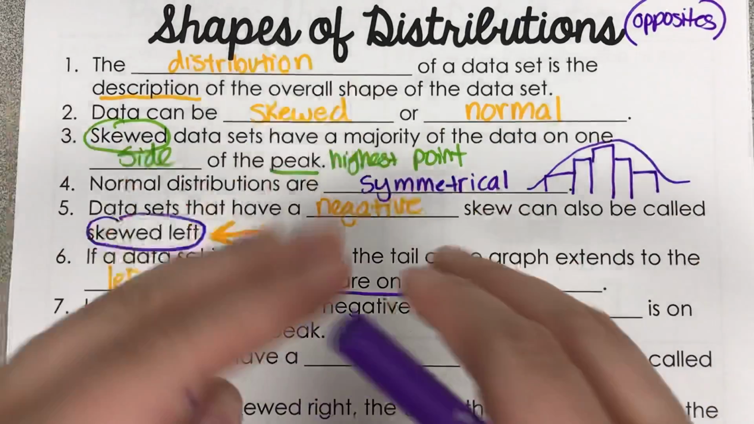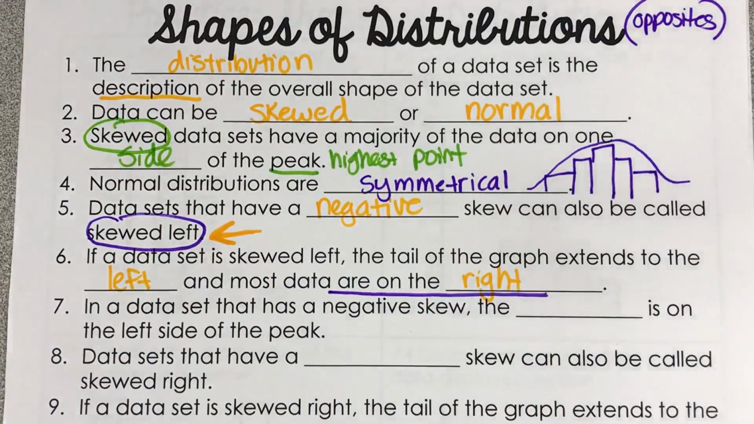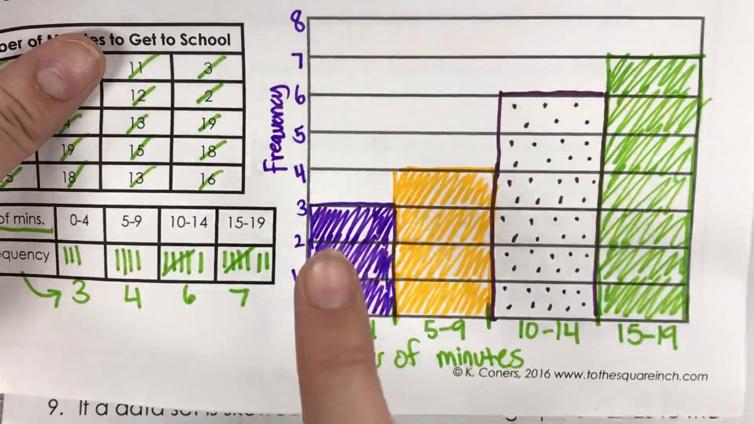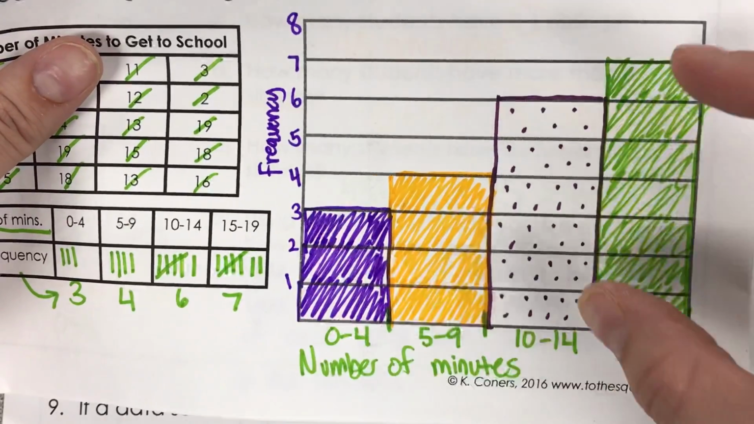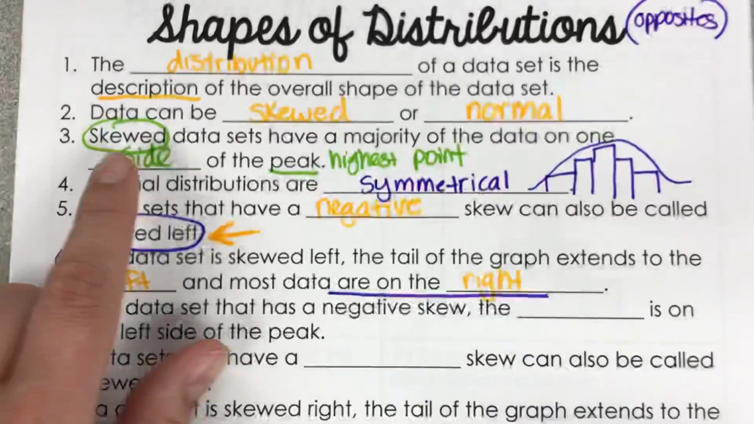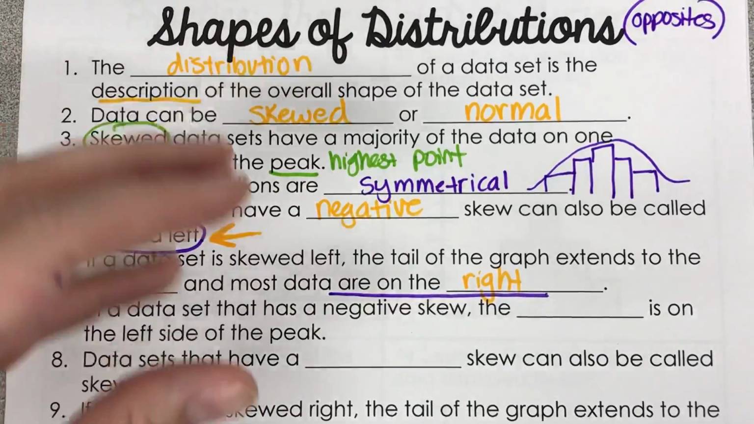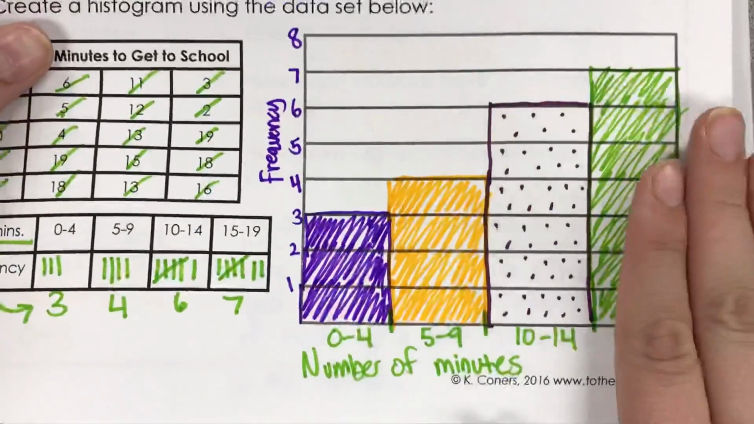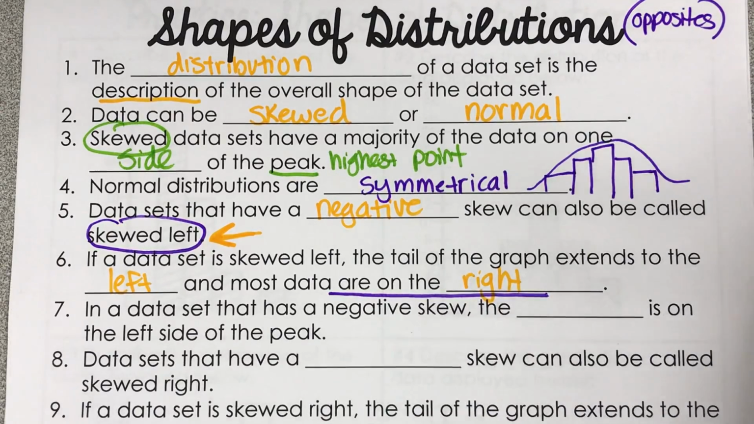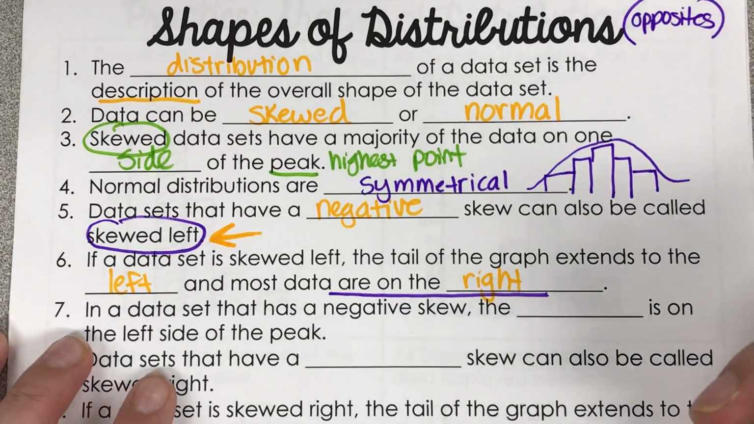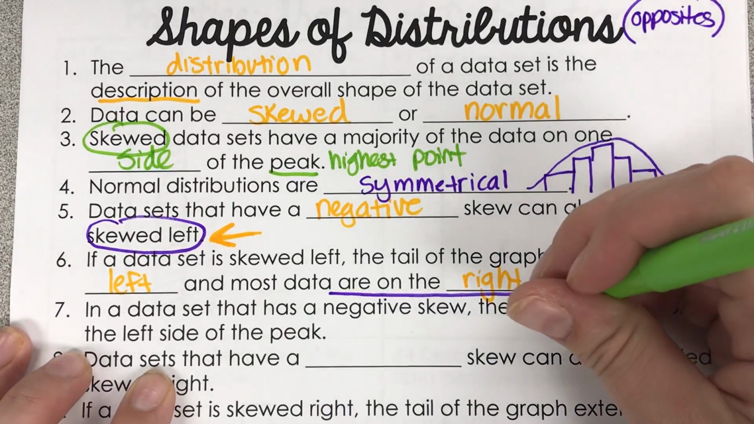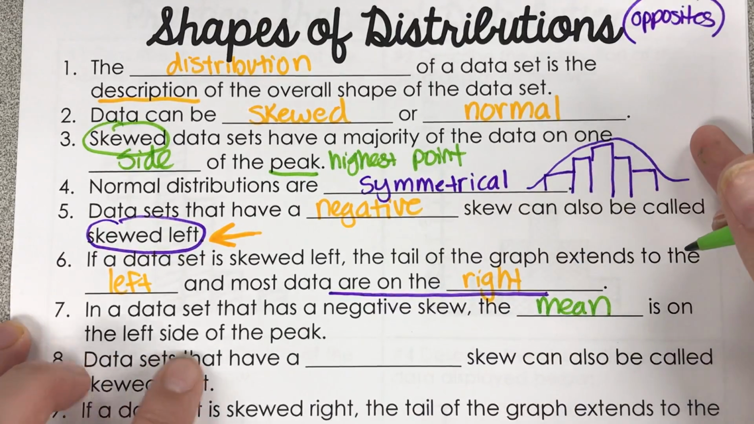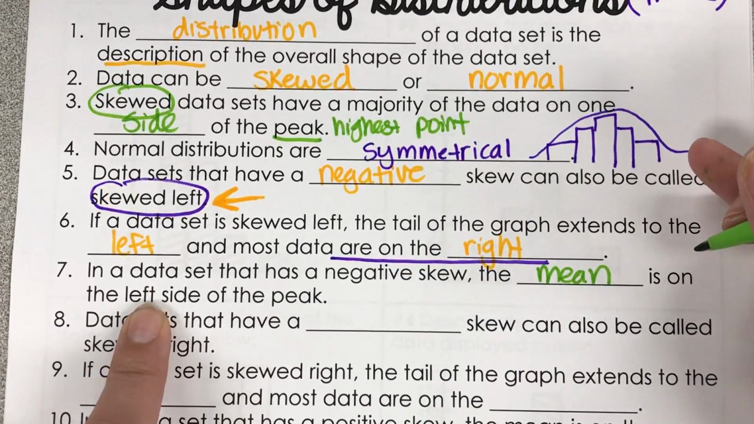It's skewed left. That means, I'm going to go back to this one. This data is skewed left because most of the data is on the right. Think of whatever is skewed, it's the side that's missing something. It's the side that's the least, the side that's without. See how it's mostly on the right side? That means this is skewed left. The tail of your data is on the left. So, going the other direction, if a data set has a negative skew, that means the mean is on the left side of the peak, the center of the data.